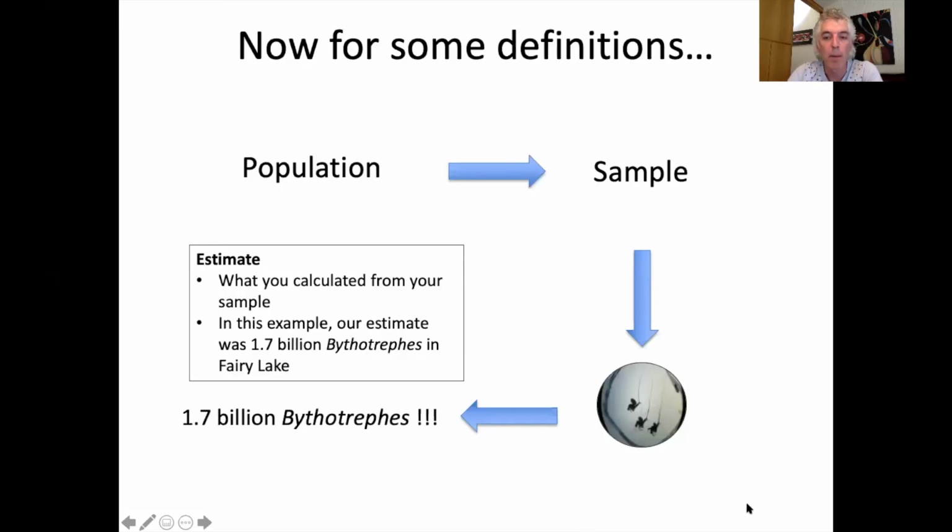So we're interested in a population. We can't measure everything in that population, so we measure a subset of entities from that population called a statistical sample. From each of those entities, we measure something that we then want to calculate or use to draw conclusions about our population. And this is what's called an estimate. It's what you calculated from your sample. So in our case, our estimate was the 1.7 billion Bythotrephes in Fairy Lake that we wanted to use to draw conclusions about our population.